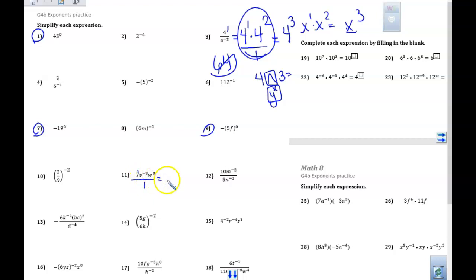So should I move the 7? No. Should I move the W? No. Should I move the V? Yes, it's a negative exponent, so I have to move the V down to the denominator, V to the second. And W to the 0 is the same as 1. We have V to the third. Oh, is it negative 3? Yeah, mine is 2. V to the third. So 7 times 1. I'm going to leave my answer in simplest form, 7, V to the third.